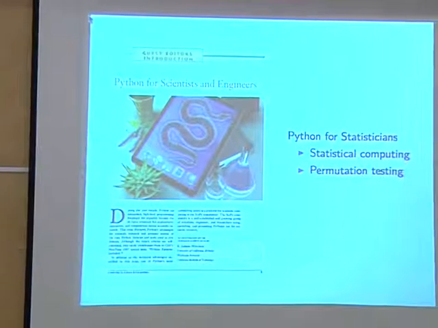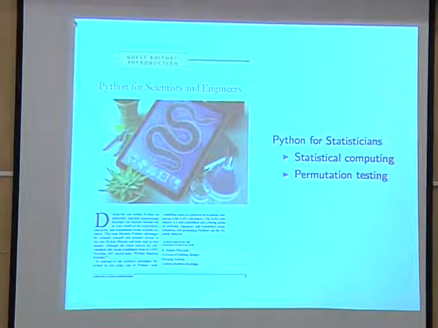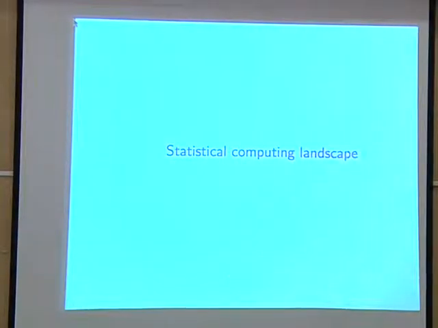I'm going to have basically two parts to this talk. The first, I'm going to give you a little bit more context for statistical computing in general, the landscape, and then I'll talk in particular about permutation testing, an area of statistics that I'm very interested in currently. I guess I'll get to it in a bit.